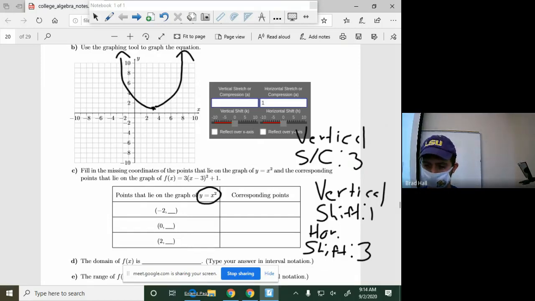Last semester they were not very happy. So it says plug these numbers into that function there. So -2 squared is obviously 4. If you plug in 0, 0 squared is 0. 2 squared is 4.